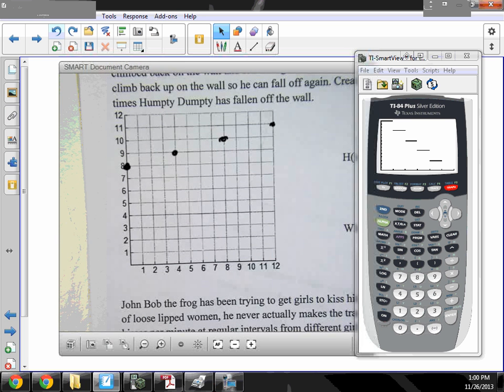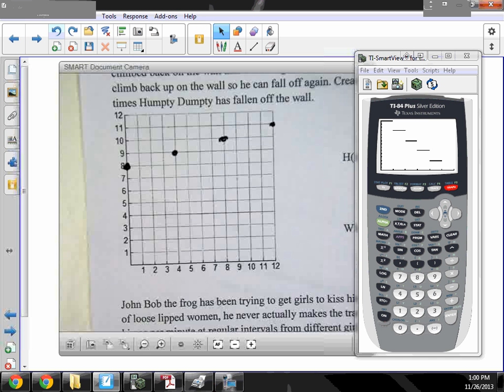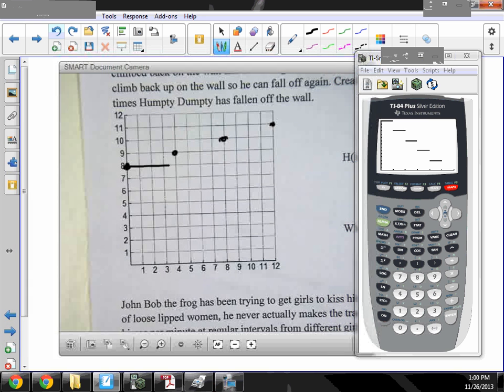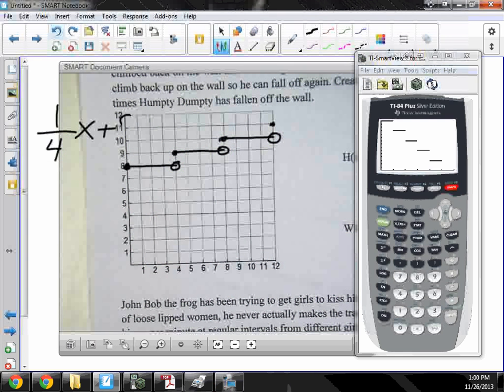So is this going to be short lines or long lines? This will be long lines because he's not going to fall off 1/4 of the wall, right? So he's going to go all the way to the top and fall, and all the way to the top and fall, and all the way to the top and fall. So the slope is 1 fall every 4 minutes, starting with 8.